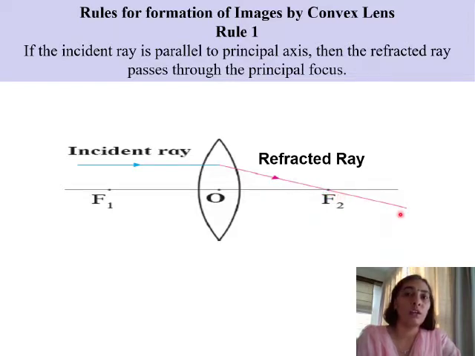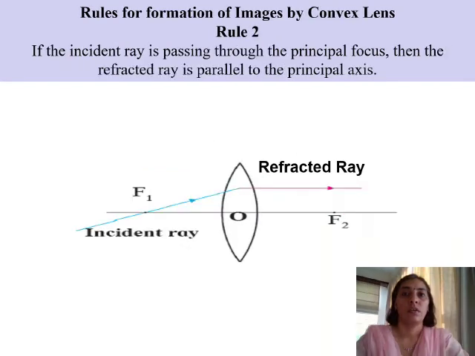So this is our first rule, that is incident ray parallel to principal axis, then the refracted ray passes through the principal focus. Let us see what is the second rule. The second rule for the formation of images by convex lens: if the incident ray is passing through the principal focus, then the refracted ray is parallel to the principal axis. Now this is just the converse of what we had studied in the first rule.